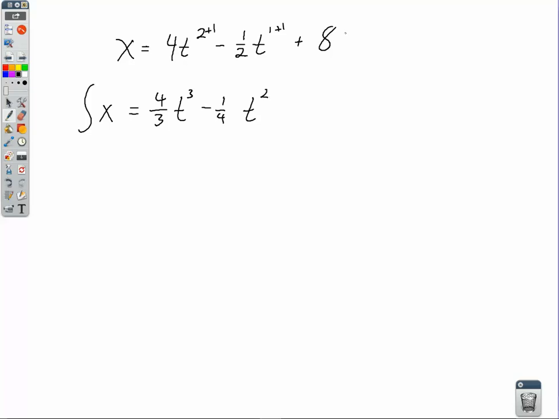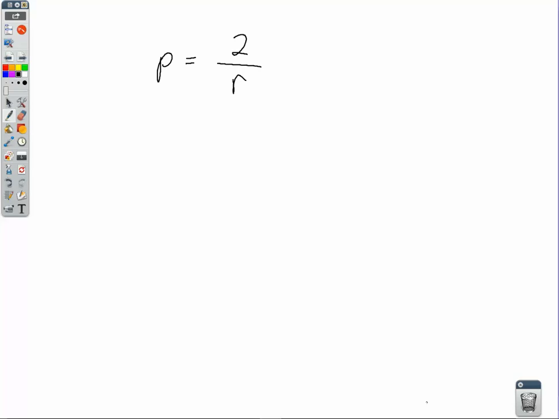And then remember, this is 8t to the 0. Adding 1, we get t to the first. 8 divided by 1 is just 8, so we end up with 8t. And at the end, our friendly constant. And once again, you can take the derivative of this guy to see if you did it correctly. If you do the derivative of this guy, you are going to see that you indeed get the original function back again.